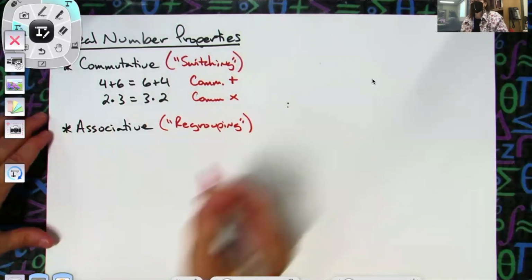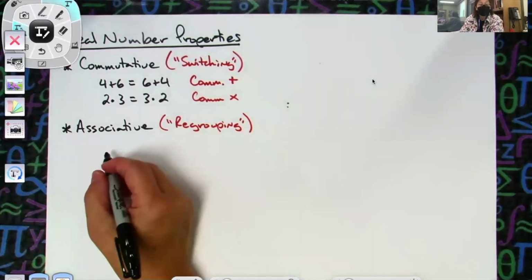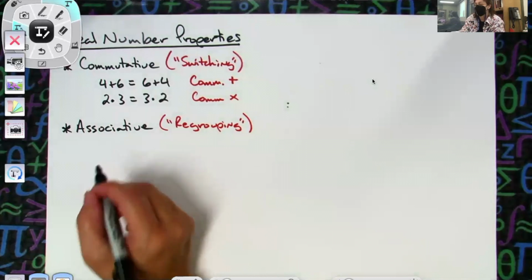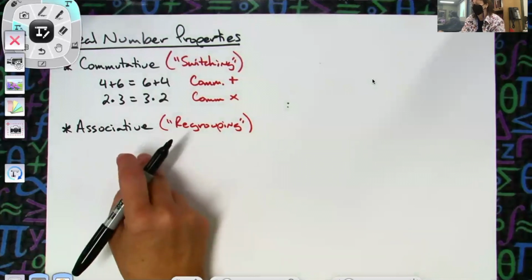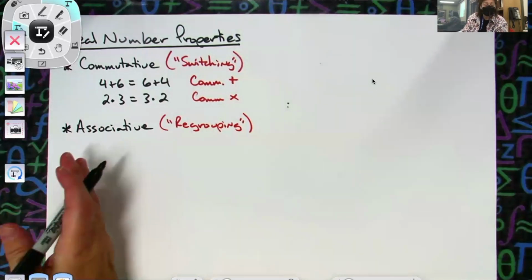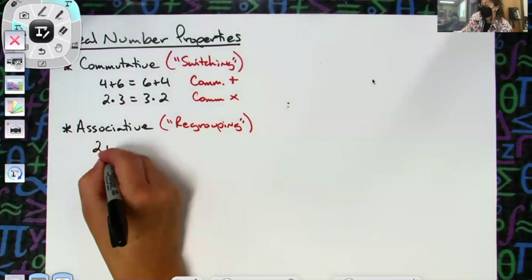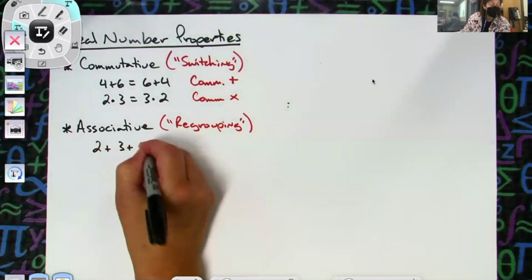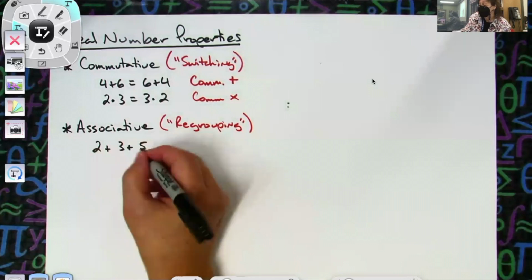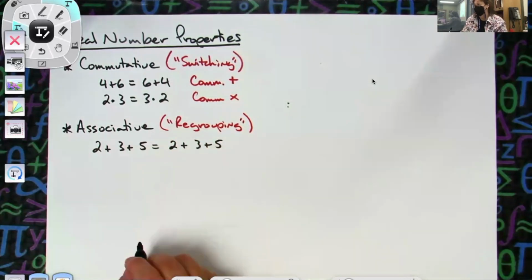If the numbers have been grouped together in a different order. Okay, so one key thing here for associative property: I'm going to have something on the left-hand side of the equal sign and something on the right-hand side. The numbers on the left need to be in the same order as they are on the right. So if I do 2 plus 3 plus 5 on the left-hand side, then the numbers also have to appear 2 plus 3 plus 5 on the right-hand side for associative.